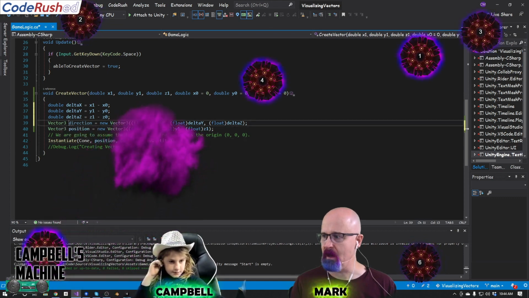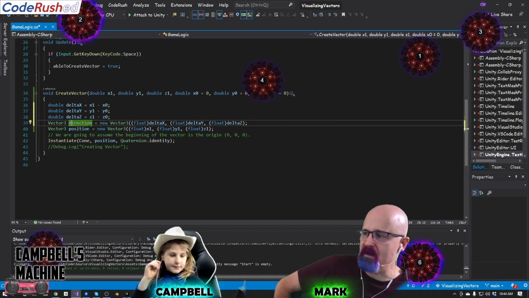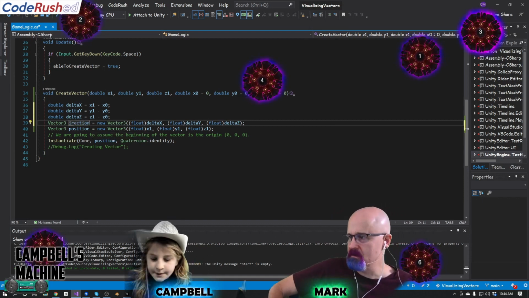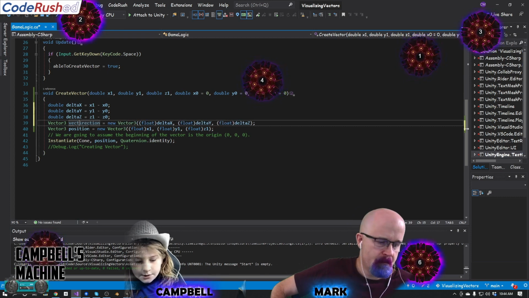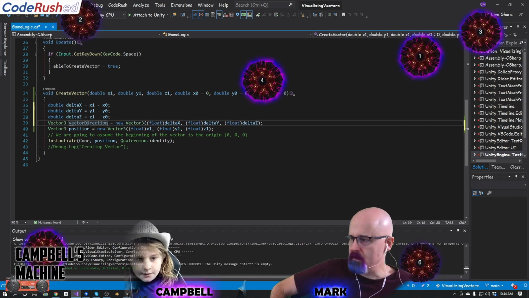You're saying direction of what? Oh, let's call it vector direction or arrow direction. Yeah, vector direction. Wait, oops. Vector... Yeah, I agree with you. That wasn't a great name.